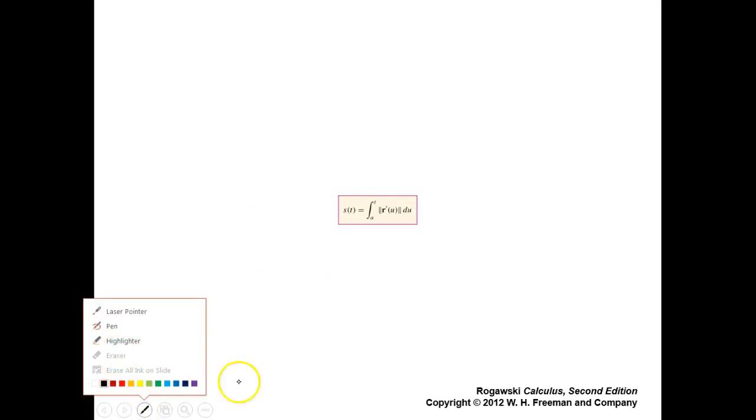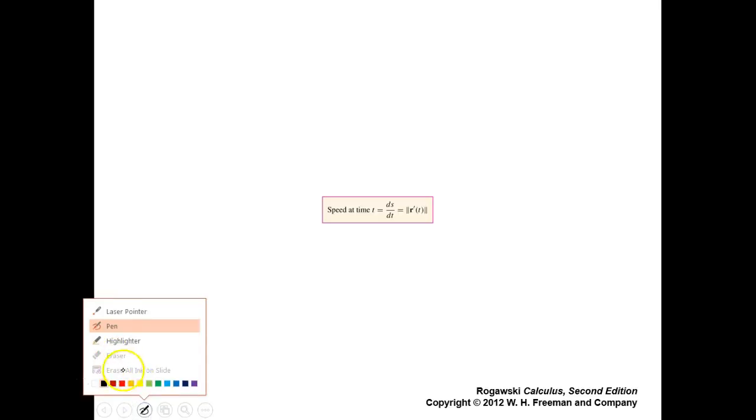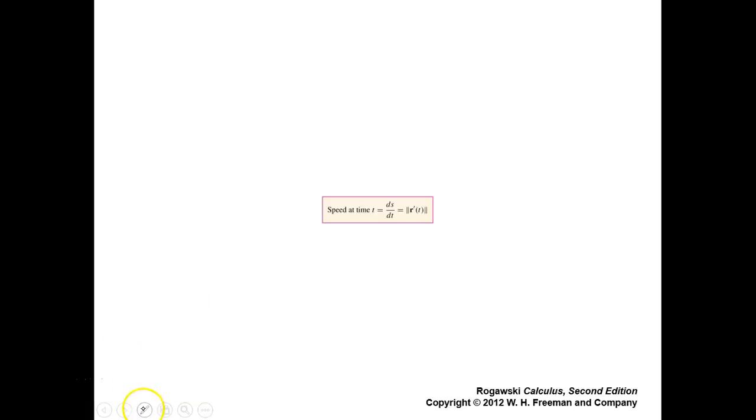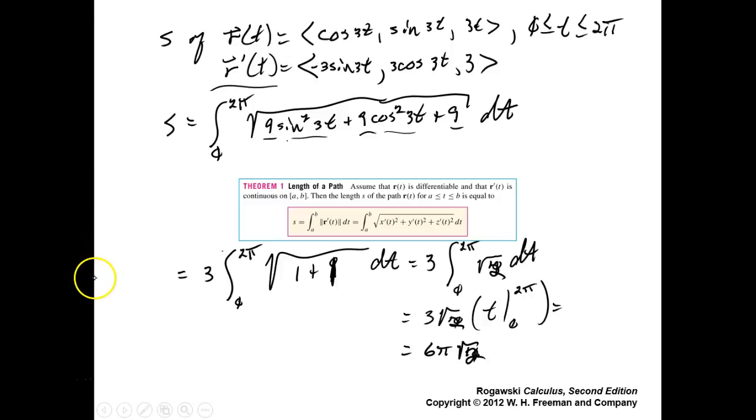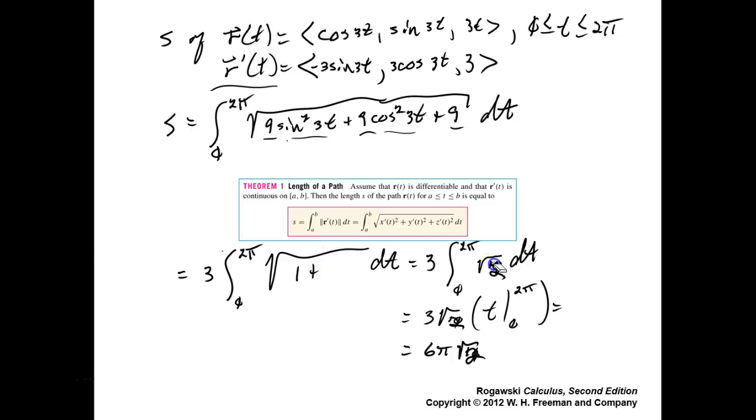Okay. Oh, what is the problem here? It won't pull up. Well, that's why it won't pull up my eraser. It was on the wrong slide. There we go. Let's clean this up.